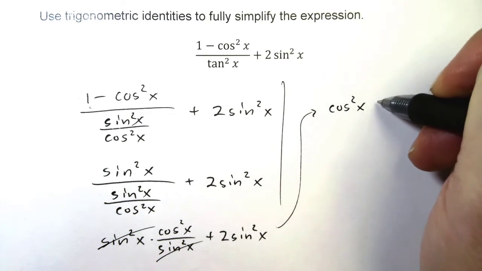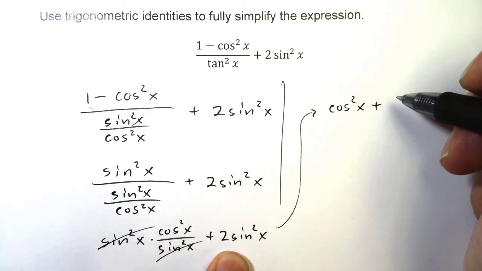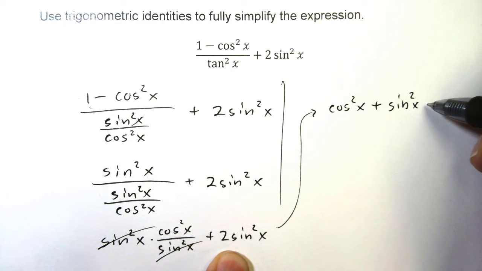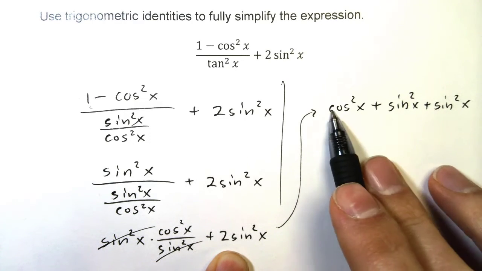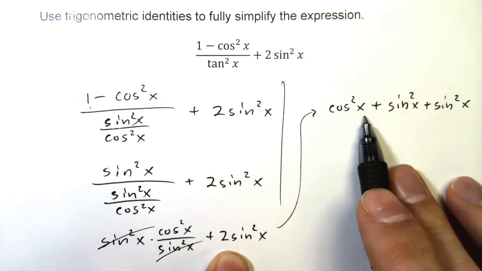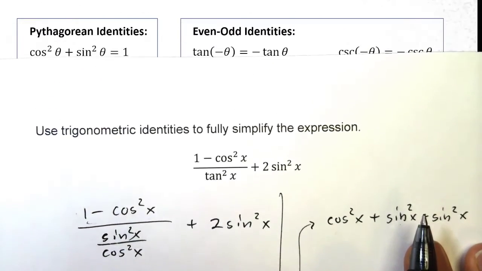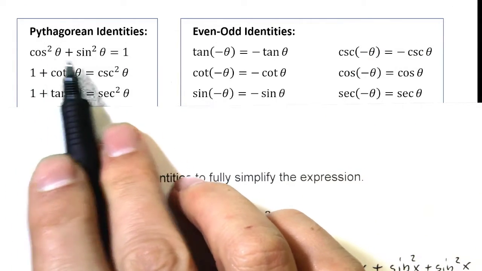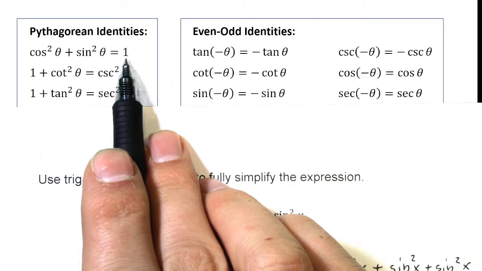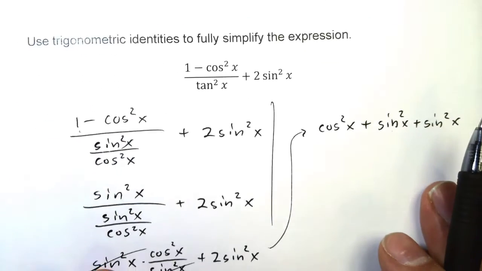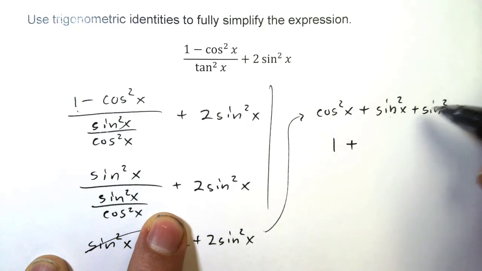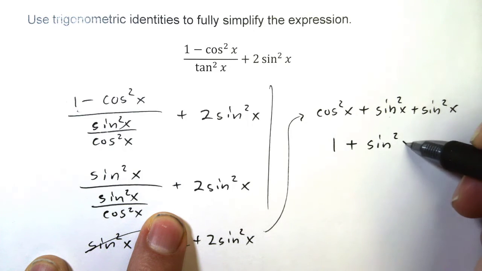I've got cosine squared x plus 2 sine squared x. Well, you know what I'm going to do? I'm going to write that as cosine squared x plus sine squared x plus sine squared x. Why am I doing that? Because I know if I have cosine squared and sine squared, I have an identity for that. Let's see if we can find it. And there it is. We used it once, let's use it again. Cosine squared plus sine squared is equal to 1. So this whole thing is equal to 1 plus sine squared x.